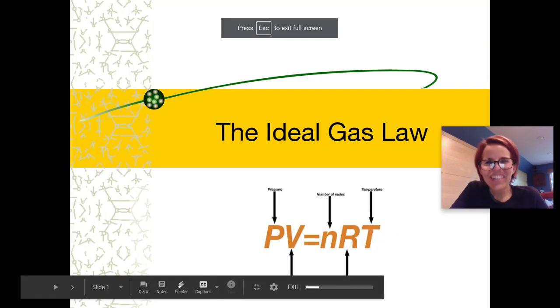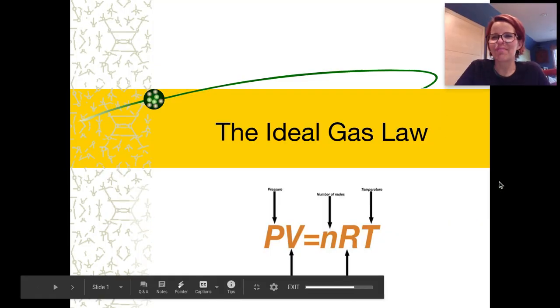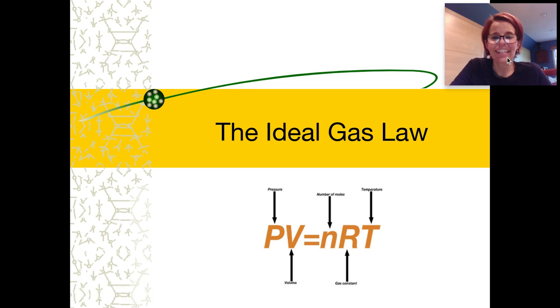All right, hello everybody. We're going to talk today about what we call the ideal gas law. If you take a look at the gas law that's written down below, it should look a little bit familiar, but there's two new important parts. Notice the n stands for number of moles, and the gas constant is R.